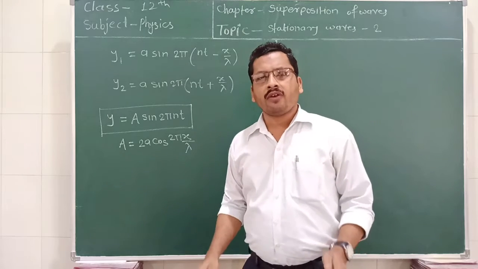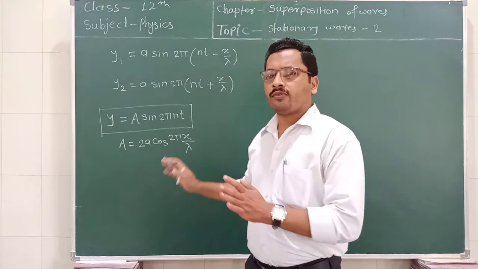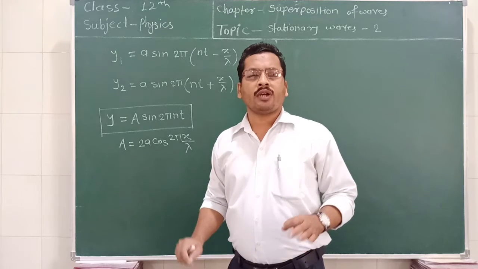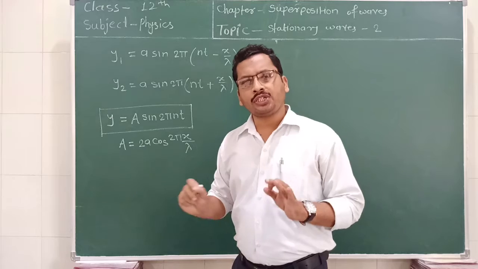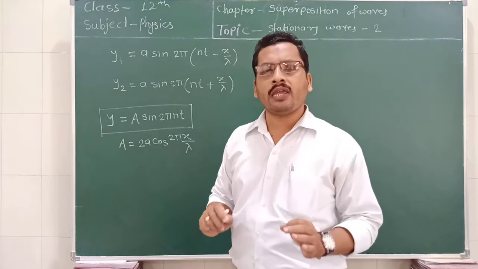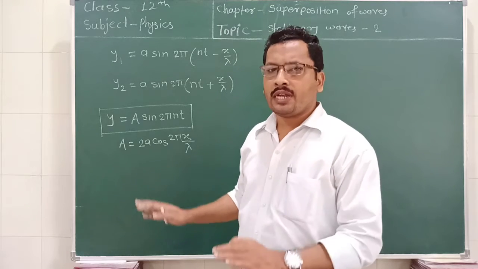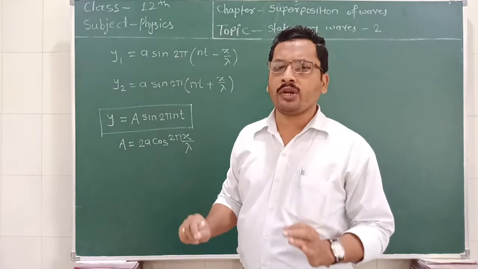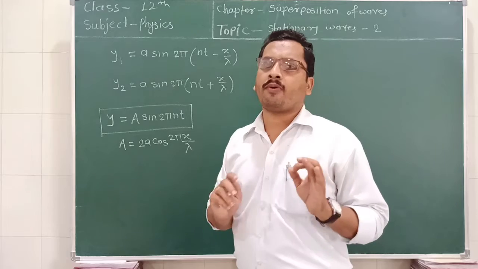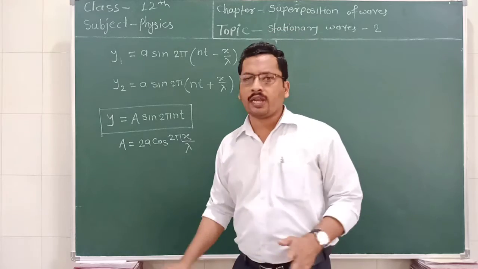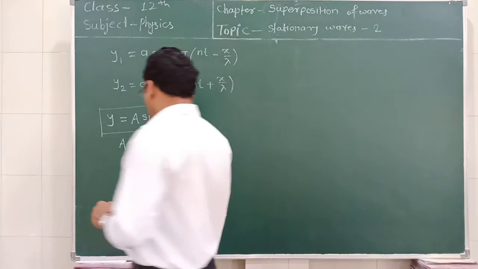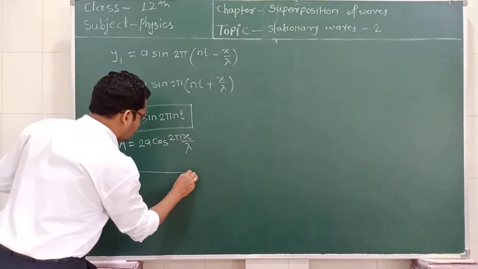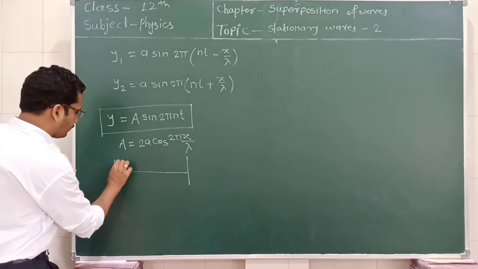Now, today we are going to derive a relation for node and antinode. Nodes are the points in the stationary wave which vibrate with the minimum amplitude, and antinodes are the points which vibrate with the maximum amplitude. We are going to derive the conditions for the formation of node and antinode in a stationary wave. How is a stationary wave physically represented? It can be represented like this. Look at here.